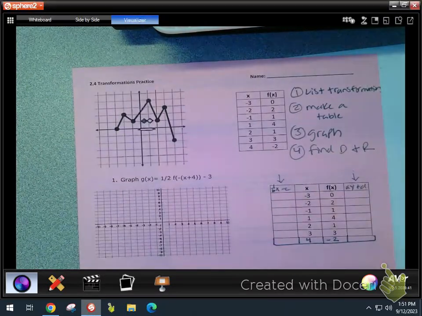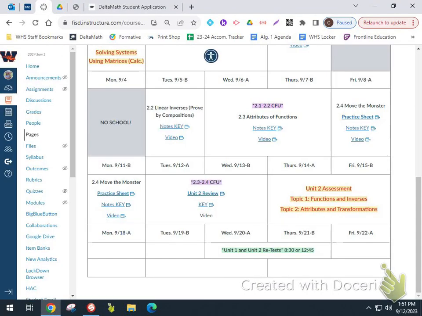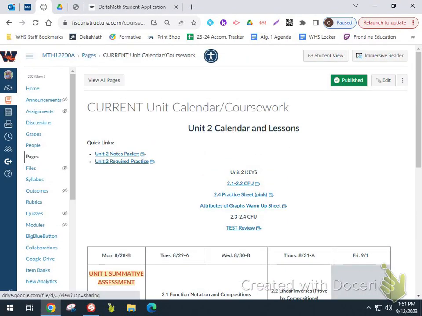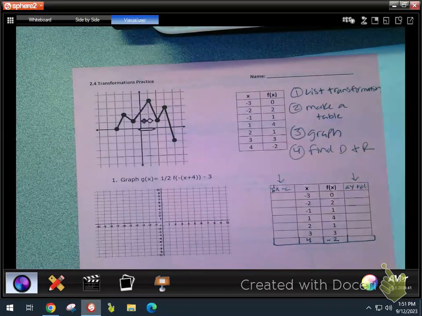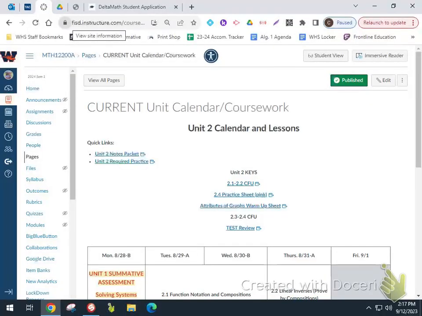The answer keys to these two things are on Canvas for you to check. Practice sheet, attributes, warm-up sheet. Then we're going to CFU. Okay? Ready, set, go. Going to start the CFU in a minute. The CFU is only over 2.3 and 2.4. So that white paper that I gave you, there's an answer key on Canvas.